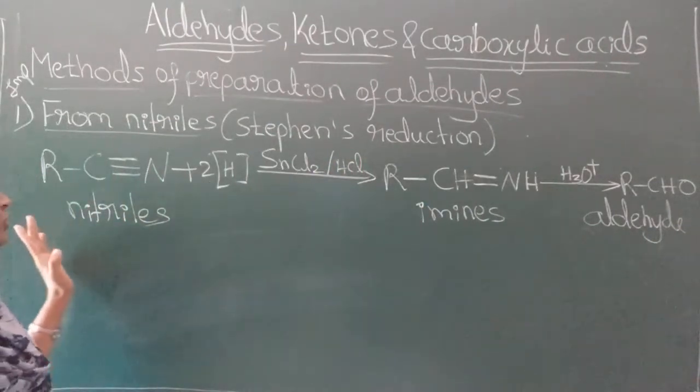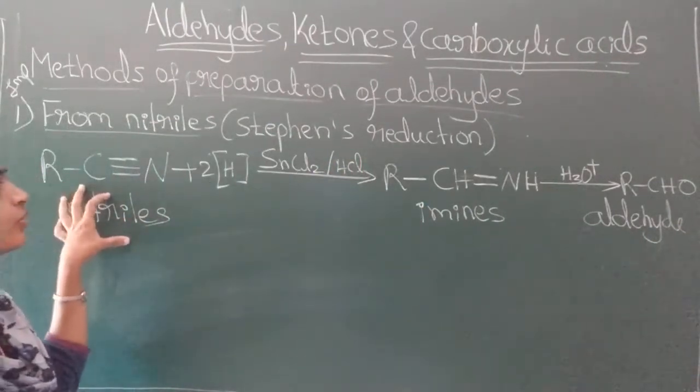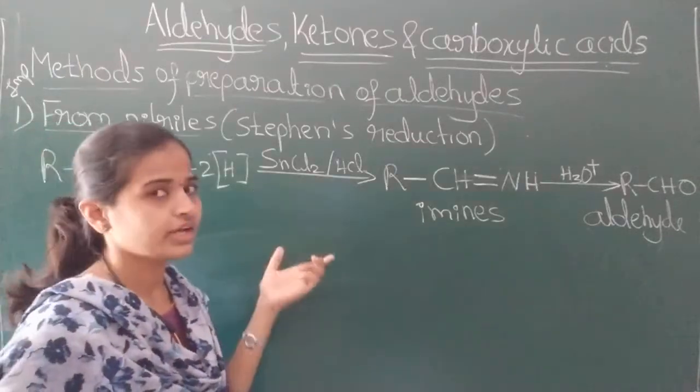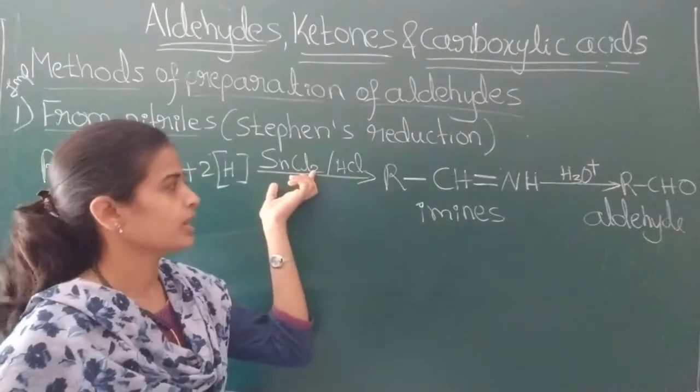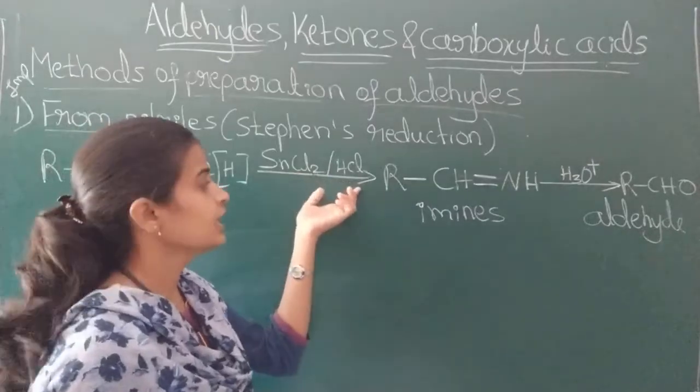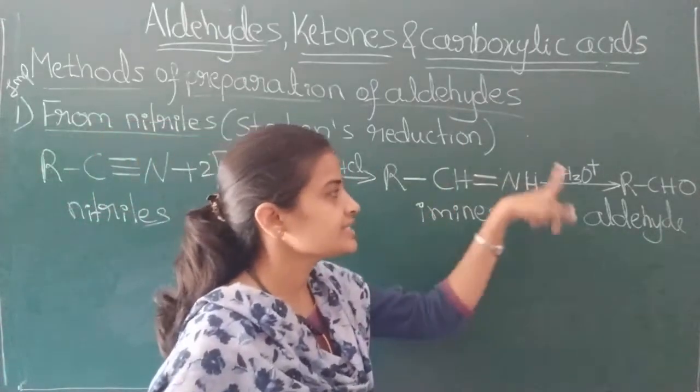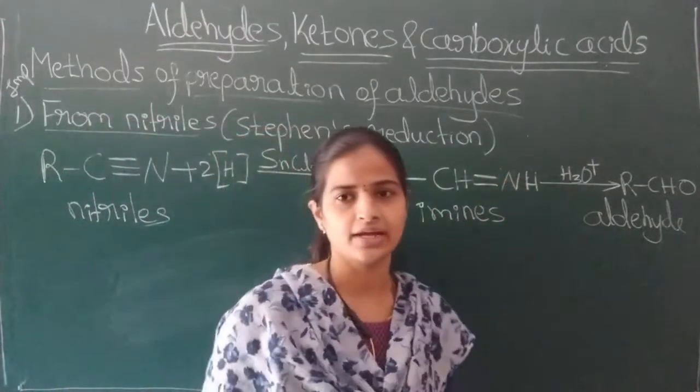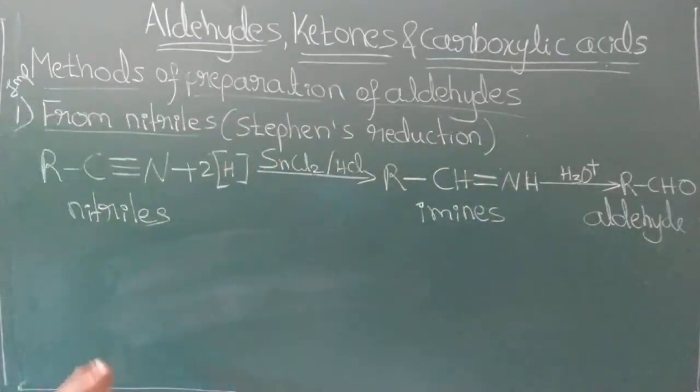I'll tell you the explanation once again. Nitriles, when made to undergo reduction by using stannous chloride in the presence of HCl, form imines, which on acid hydrolysis give aldehydes. This is the general reaction for Stephen's reduction.